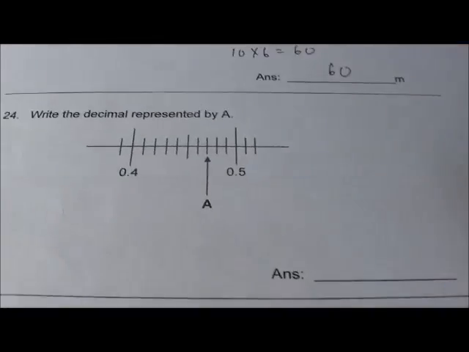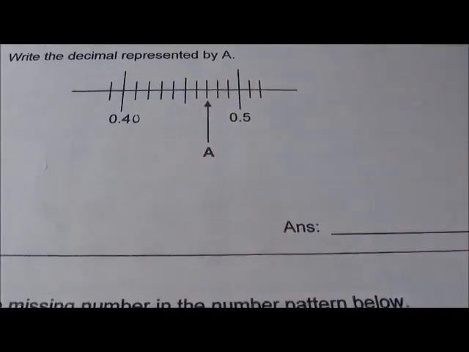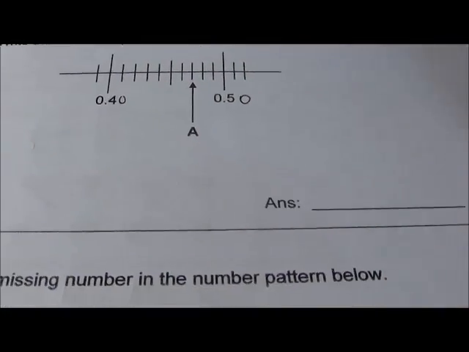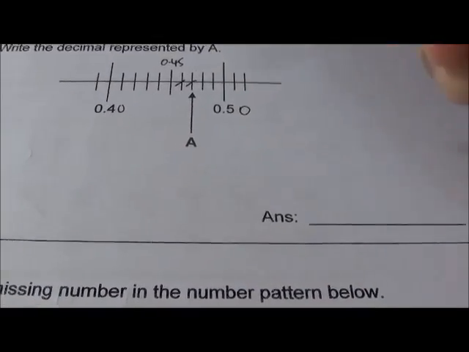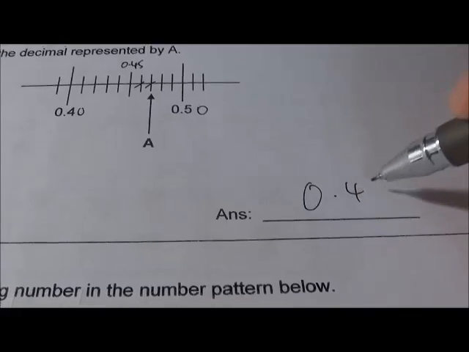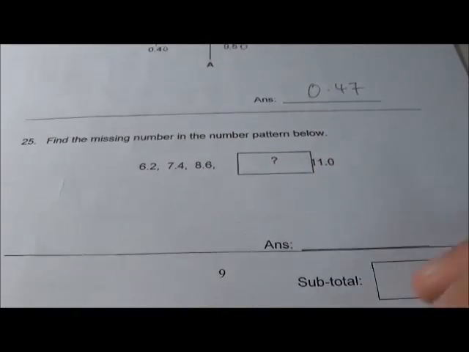Okay, we move on to this now. Write the decimal represented by A. Okay, this is actually 0.40, 0.50, and here will be 0.4567, and here will be 0.47. That is the answer. Okay, we move on to number 25.